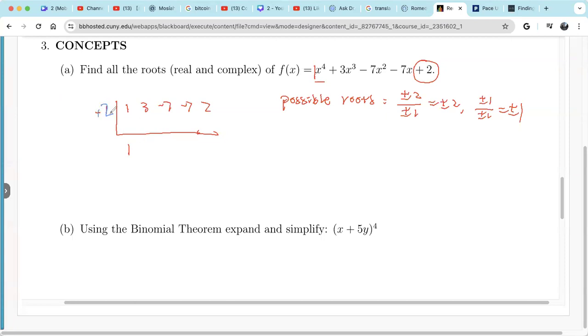So 1 times 2 is 2. Add together, 5. 2 times 5 is 10. Add, positive 3. 2 times 3 is 6. Add, -1. 2 times -1 is -2, bingo. 2 plus -2 is 0. So that means this can be written as x minus 2. Now let's see if -2 is a root.